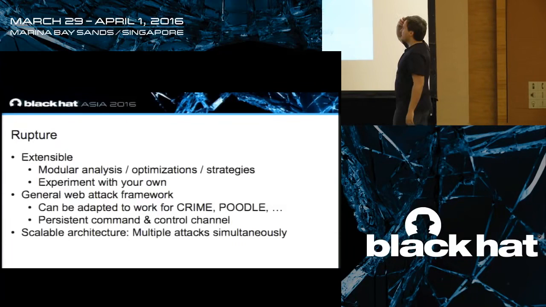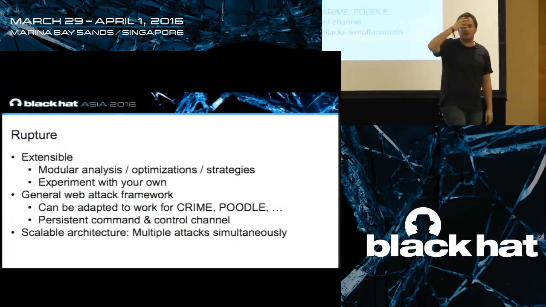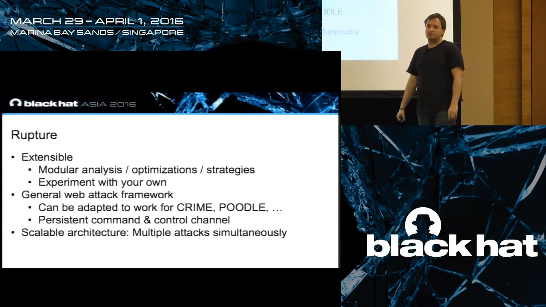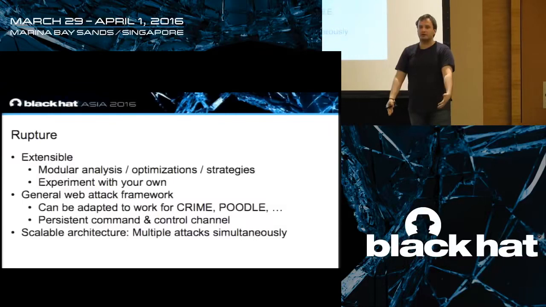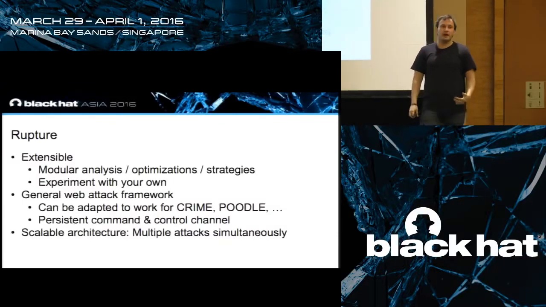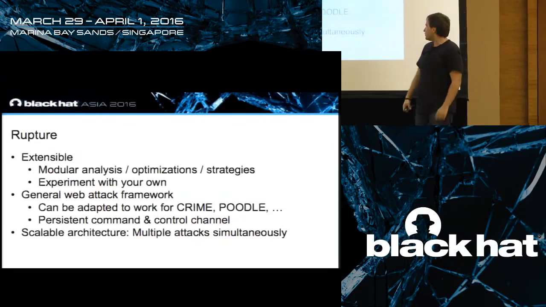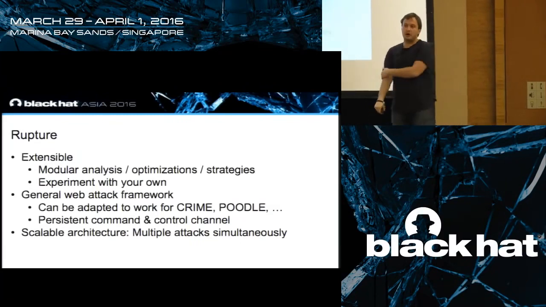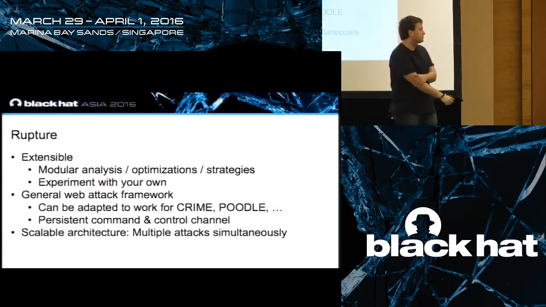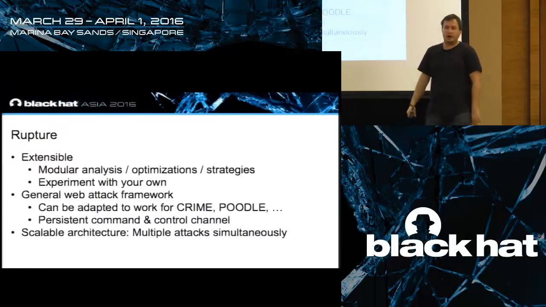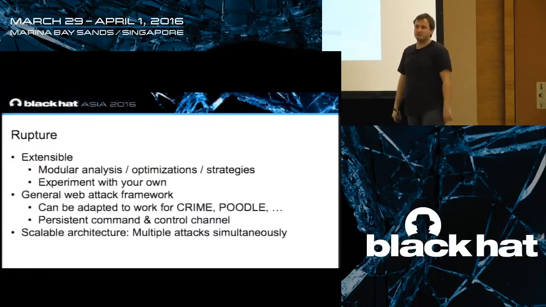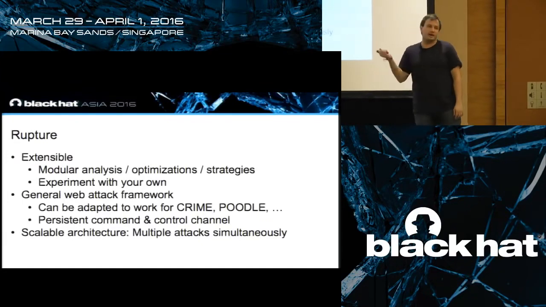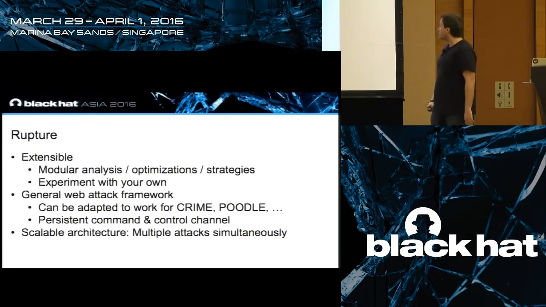This is also a general web attack framework. The mechanism I showed you previously, the command and control channel, is actually something that we do. The Rupture framework deploys a client code that maintains a persistent connection, and this can be used for very many attacks. For example, CRIME and POODLE, previous attacks against TLS, could be easily coded in Rupture, and in fact we have a team of two master students that are implementing CRIME right now. It's mitigated, but it's an interesting experiment. So if you want to experiment with new attacks, you can just code them up in Rupture and see how they work out. Finally, we make it scalable.